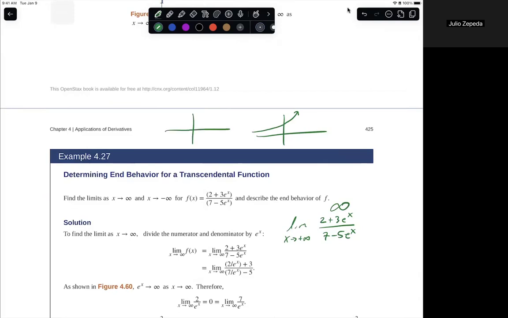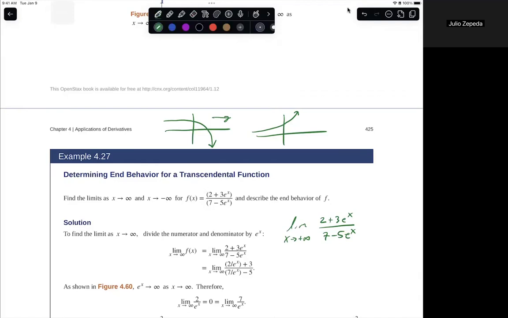7 minus 5 e to the x looks something like this. It's reflected about the x-axis, scaled by a factor of 5, and shifted up 7 units. And so that limit is negative infinity. Excuse me. As x goes to the right, y goes down to negative infinity. So positive infinity divided by negative infinity, that's not something that we can determine right now. So we need to manipulate this algebraically.